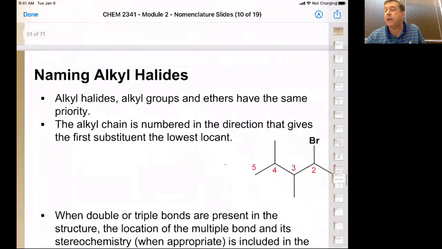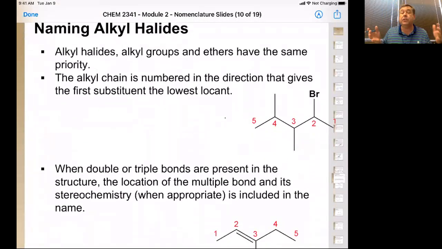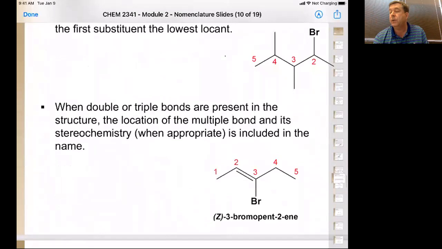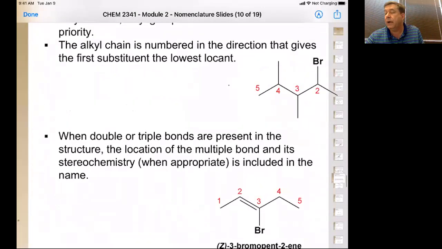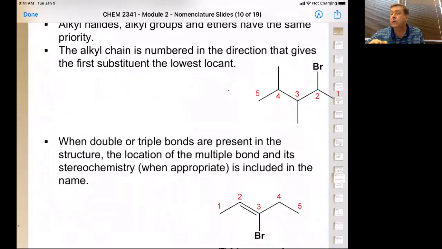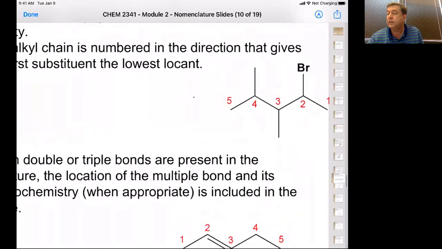All right, so when we name alkyl halides, again, they don't change the hydrocarbon name. They only act as a substituent, okay? So alkyl halides, alkyl groups, and ethers all have the same priority and all act as substituents. If we have a double or triple bond, we need to make sure we include the EN or the YN in it. And when we have those, you try to get the first substituent as the lowest one.